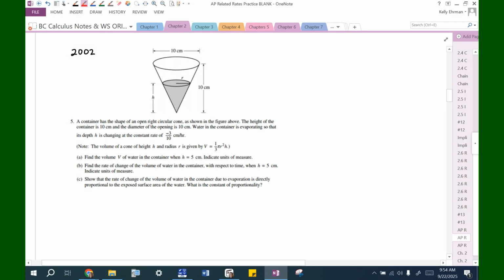A container has the shape of an open right circular cone as shown in the figure above. The height of the container is 10 centimeters, and again, the diameter of the opening is 10. So right away, as soon as I see a diameter, I rewrite it as a radius. So h equals 10 when r equals 5. In other words, h over r equals 10 over 5. That means that h equals 2r, or h over 2 equals r. I like to just get this established before I go on so that I have this relationship.